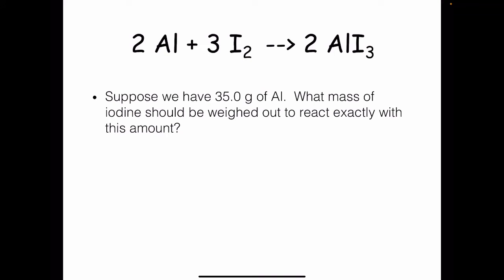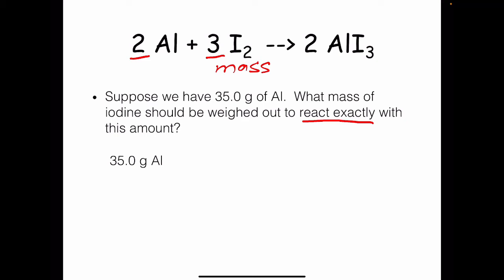So we can see we have the equation, the balanced equation, written out above. And the problem says, suppose we have 35 grams of aluminum. What mass of iodine should be weighed out to react exactly with this amount? And remember, this term react exactly is just referring to the stoichiometric ratio, or in other words, use the coefficients to be able to convert between one compound and another. So we are looking for the mass of iodine in this problem, and we're starting with 35.0 grams of aluminum, and we have to figure out how to convert this to iodine in some way.